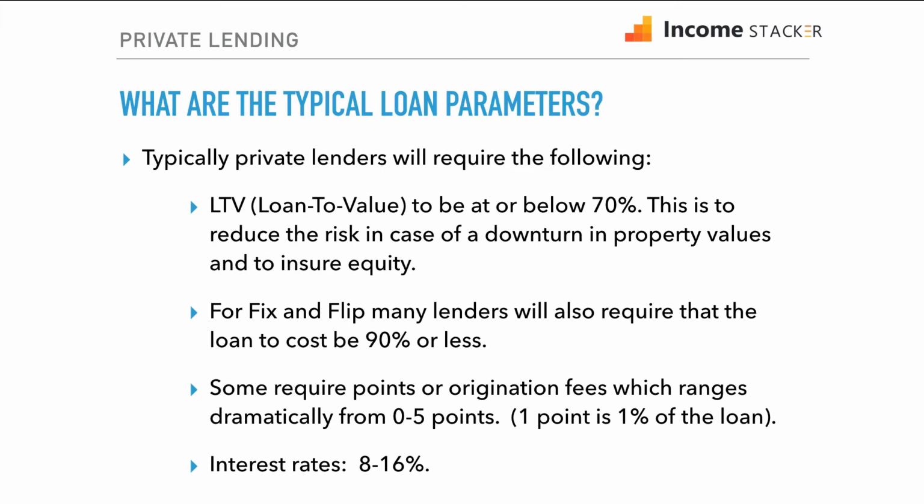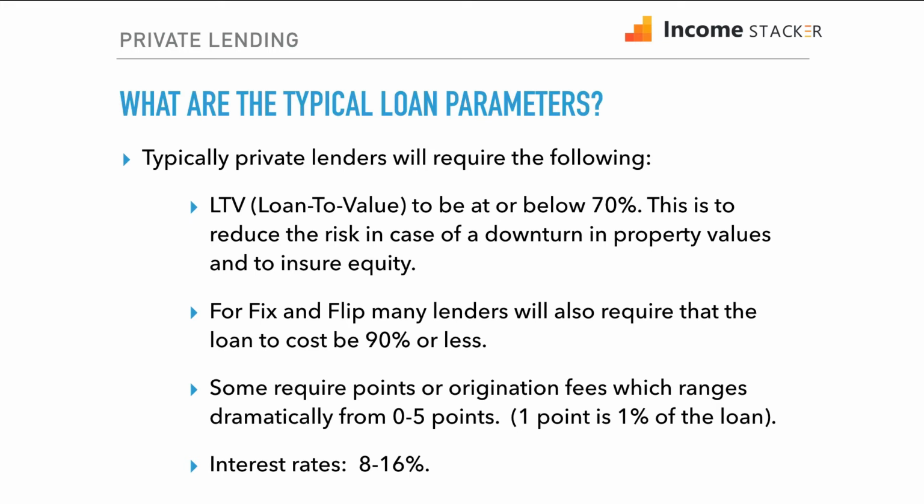So for fix and flip, many lenders will also require that the loan to cost be 90% or less. So what does that mean, loan to cost? If you get a loan to buy the property and then you get a loan in addition to do the repairs, those two added is the cost. And then the loan to cost will be typically 90% or less. Now, some people do it at 80%. Again, it's all over the map. Most people stay below the 90% mark.